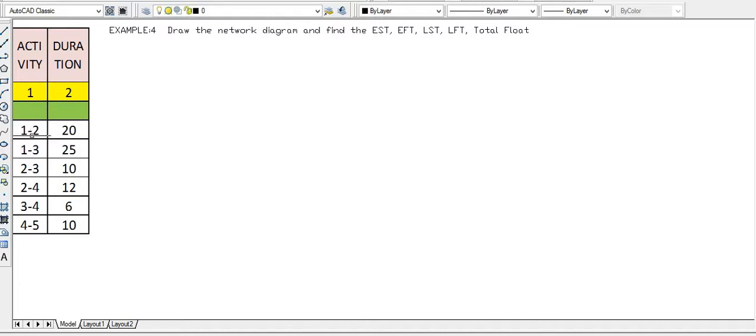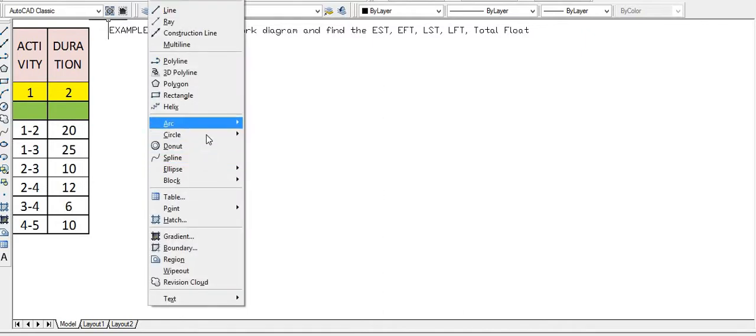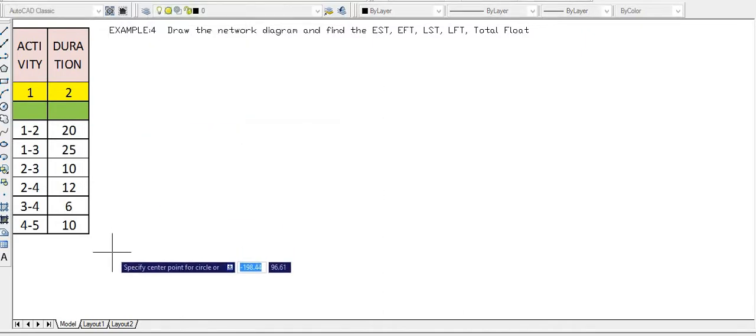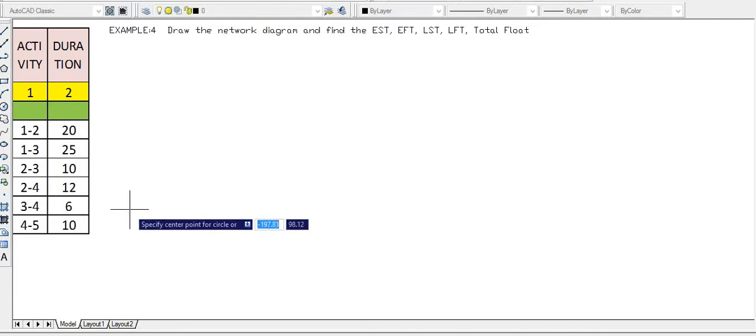1 is also an event, 2 is also an event, and connecting them is nothing but the activity. So we will draw the network diagrams. Yes, so first is 1 to 2.